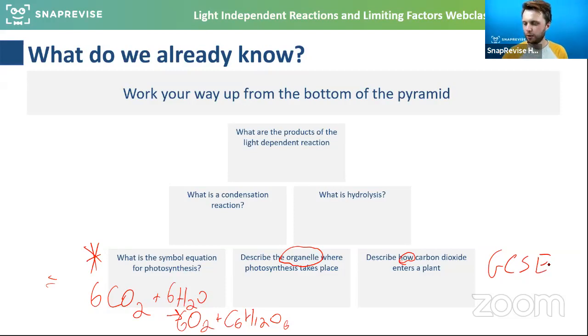What about this next one? This is AS stuff, or back when I was at school, that's what we called it. That's like year 12 stuff. Who can tell me what a condensation reaction is? Who remembers what a condensation reaction is? I'll give you a couple of seconds. Okay. Ooh, I'm seeing people are saying two different things. Someone's saying the addition of water, someone's saying releasing water.